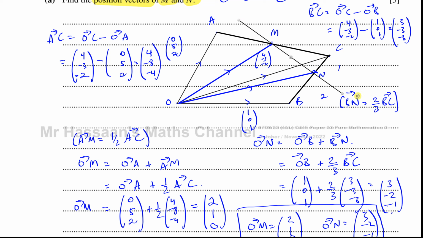So I have to have the direction of the line, and that goes through M and N, and it could be either way. It could be N to M, it could be M to N, and I need to know the position vector of one point on the line.